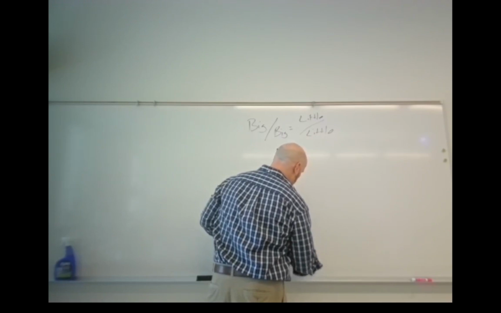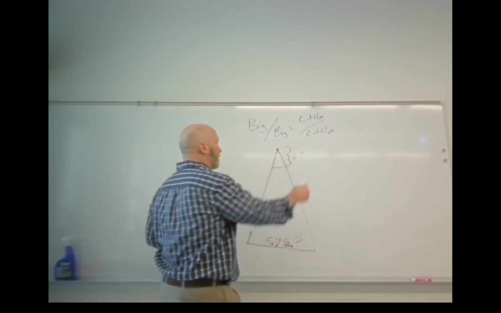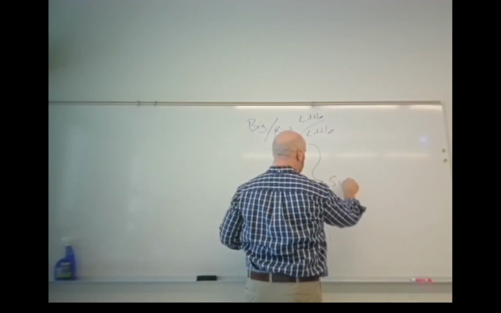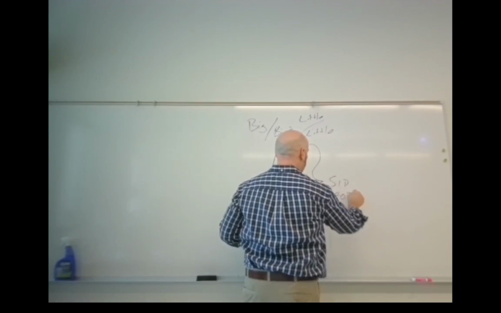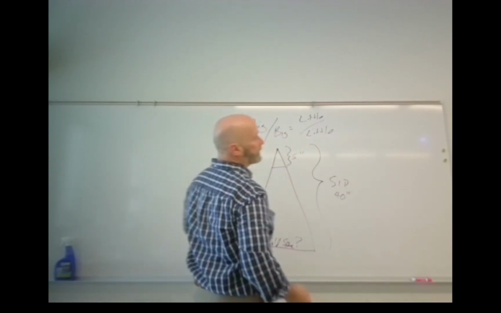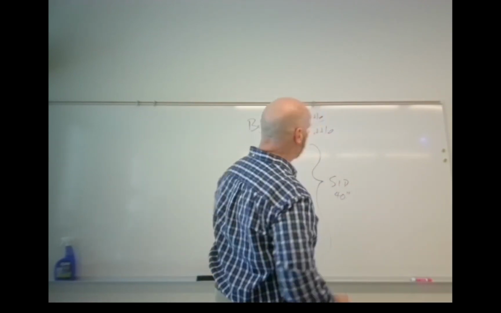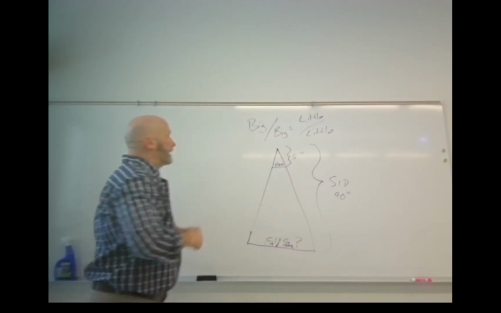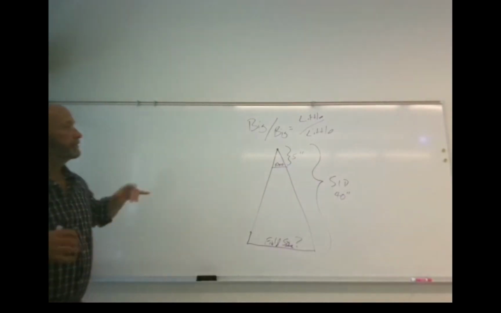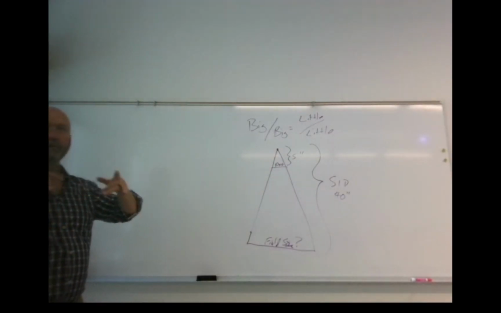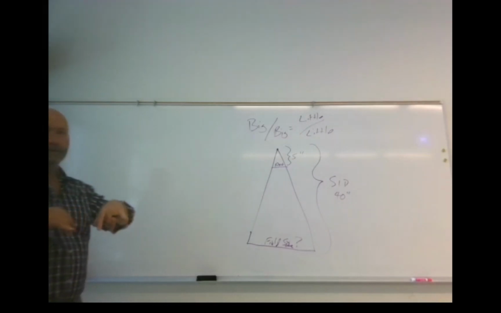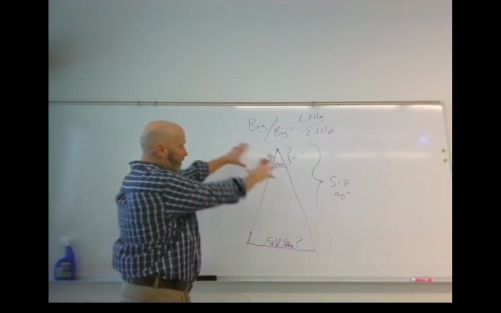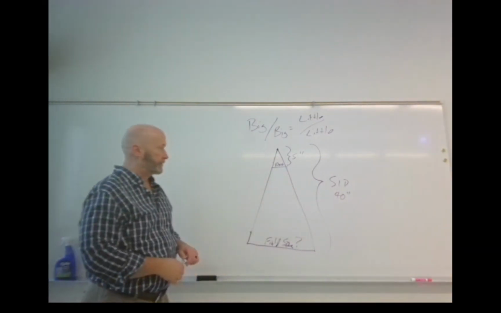Size, we don't know what that is. We've got a source to image receptor distance at 40 inches. And then this is 10 by 4. All right, this is a ratio type problem. So what you've got is 2 different quantities that compare to each other, but they're totally different. So in all this, what are your 2 big measurements?